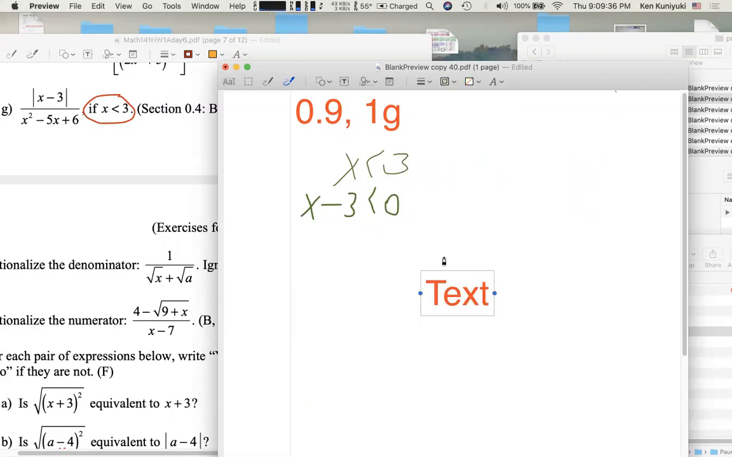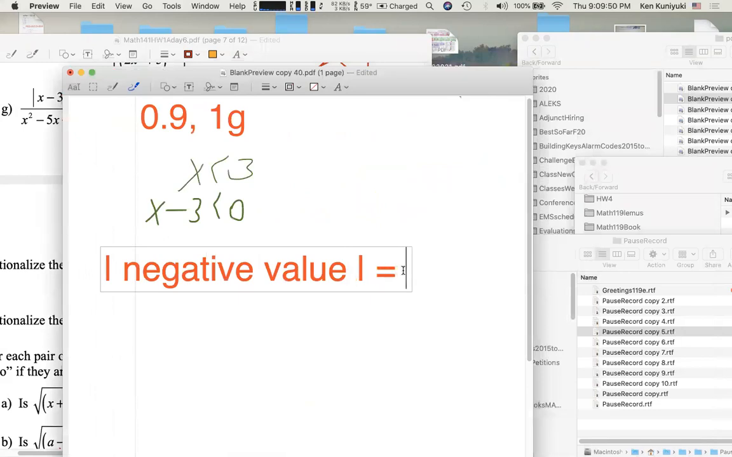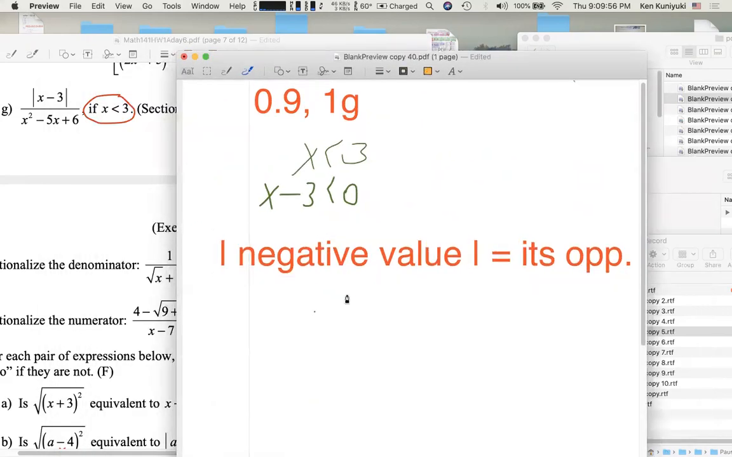Now, here's the idea. The absolute value of a negative value is equal to its what? The absolute value of a negative value is equal to its opposite. For example, negative 7 is negative. The absolute value of negative 7 is its opposite, positive 7, correct?